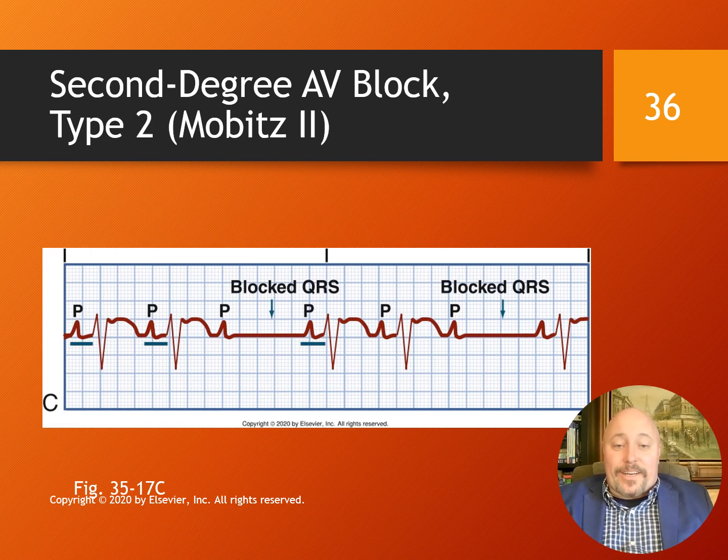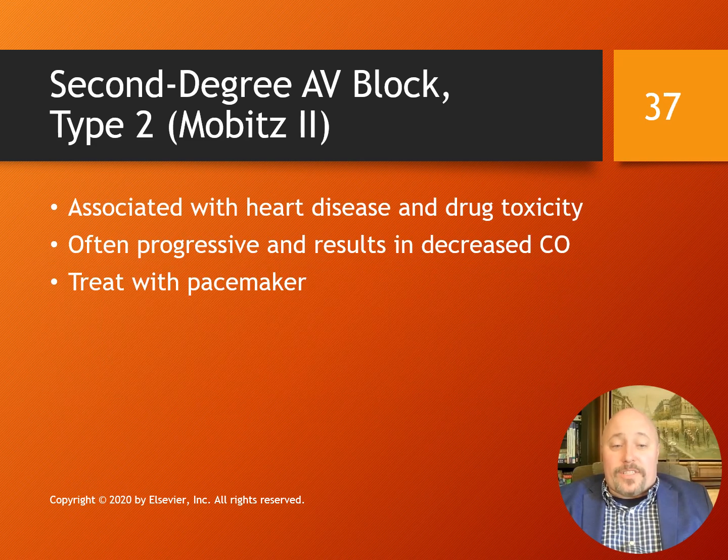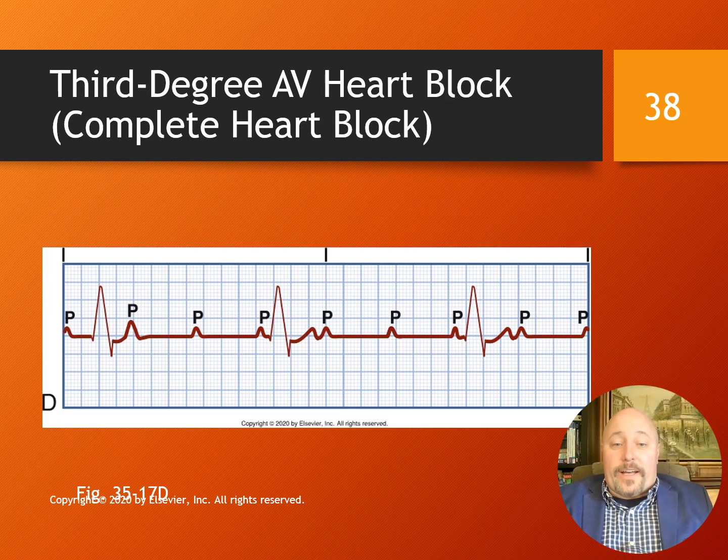Next is a second degree AV block, type 2 or a Mobitz 2. In this case, there is a constant PR interval and variable blocked QRS complexes. A Mobitz 2 is associated with heart disease and drug toxicity, often progressive and results in decreased cardiac output and treated with a pacemaker. And finally, a third degree AV block or complete heart block.